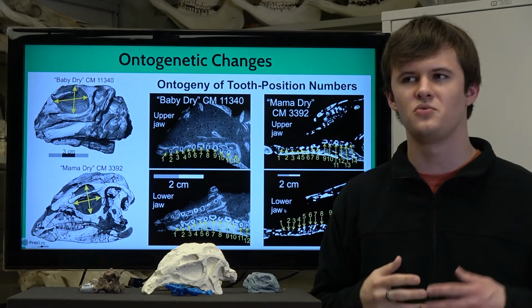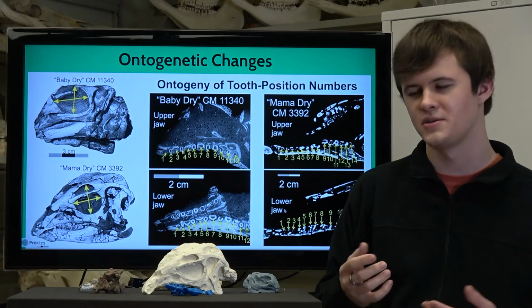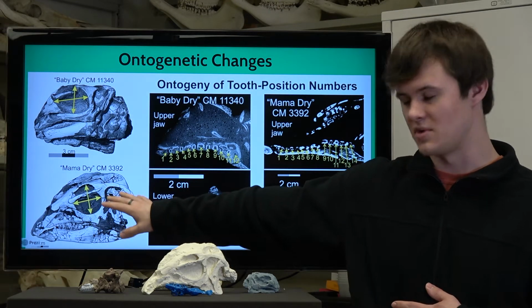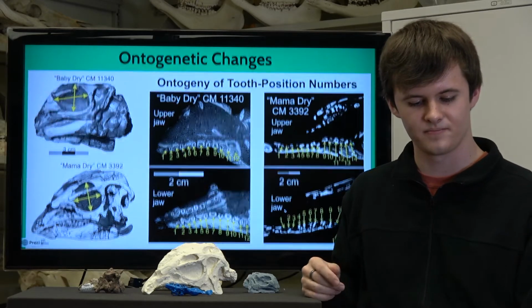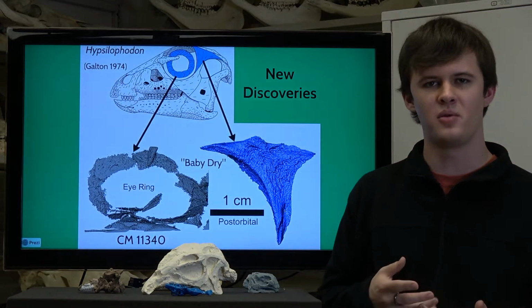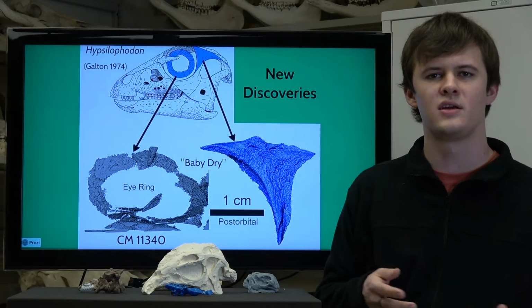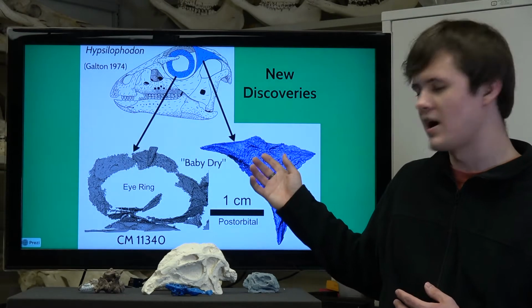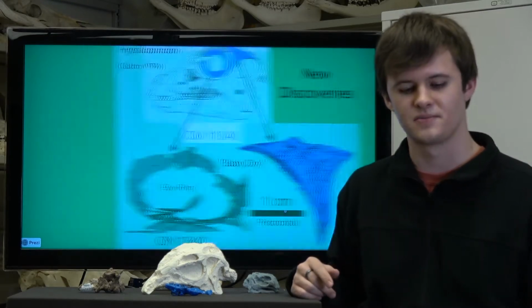Likewise, in people and puppies, we know that babies tend to have relatively larger eyes and skulls than adults. My CT-based measurements confirmed that Dryosaurus also followed this common vertebrate trend. CT of baby dry also allowed me to discover bones that were buried in the rock and that nobody had ever seen before, like this bone behind the eye socket, as well as the first bony eye ring in Dryosaurus.